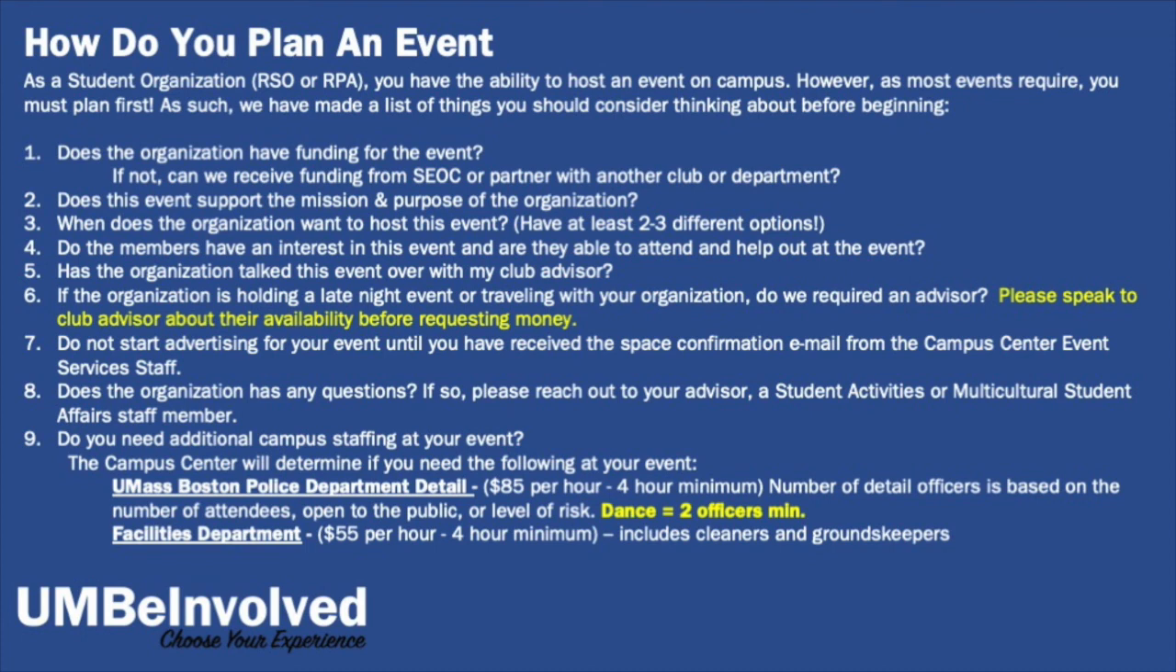Do you need additional campus staffing for your event? The Campus Center will determine if you need the following for your event. UMass Boston Police Department detail, $85 per hour, 4-hour minimum. Number of detail officers is based on the number of attendees, if it is open to the public, or the level of risk. A dance is a minimum of 2 officers. Do you need anyone from facilities, which are billed out at $55 per hour, and also a 4-hour minimum? This includes cleaners and groundskeepers.